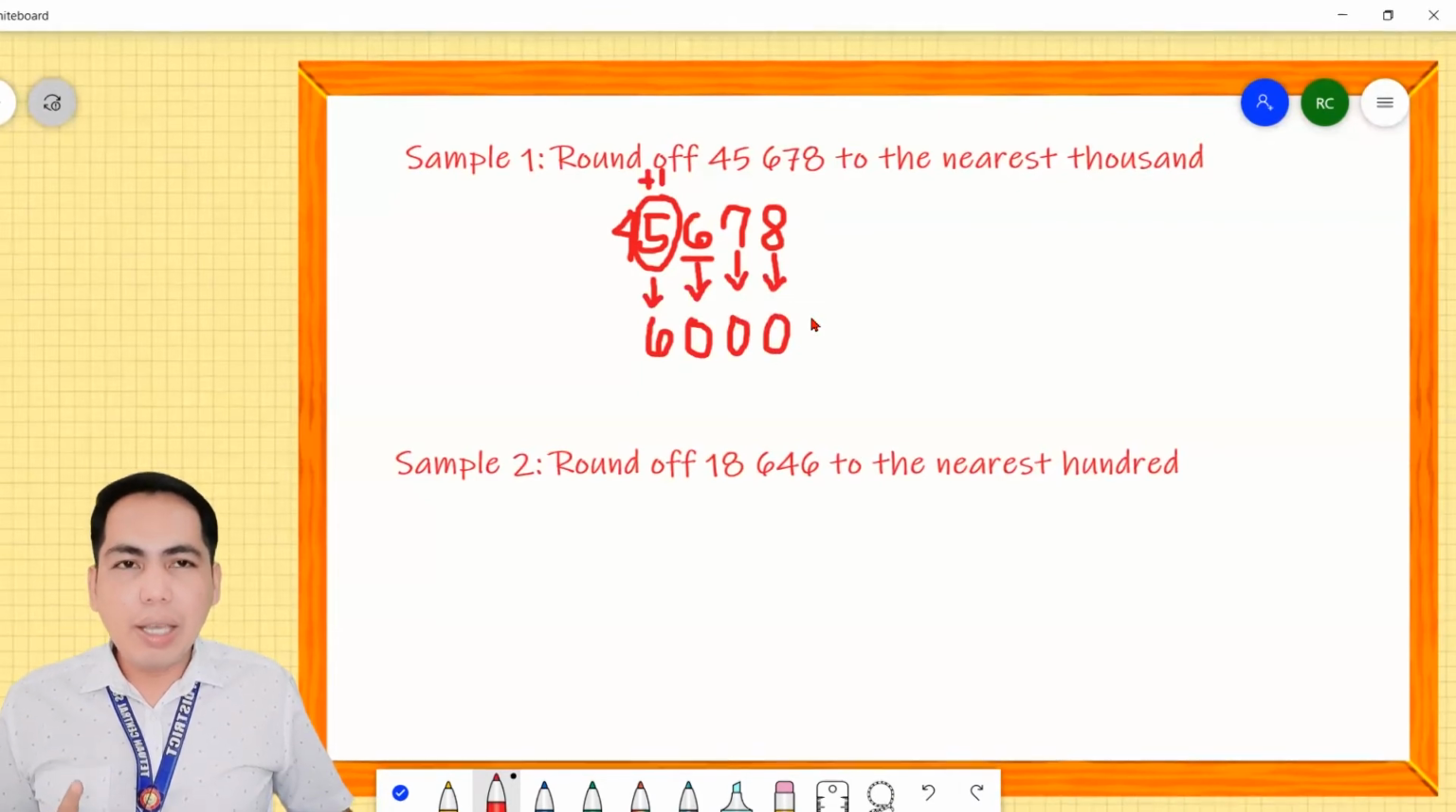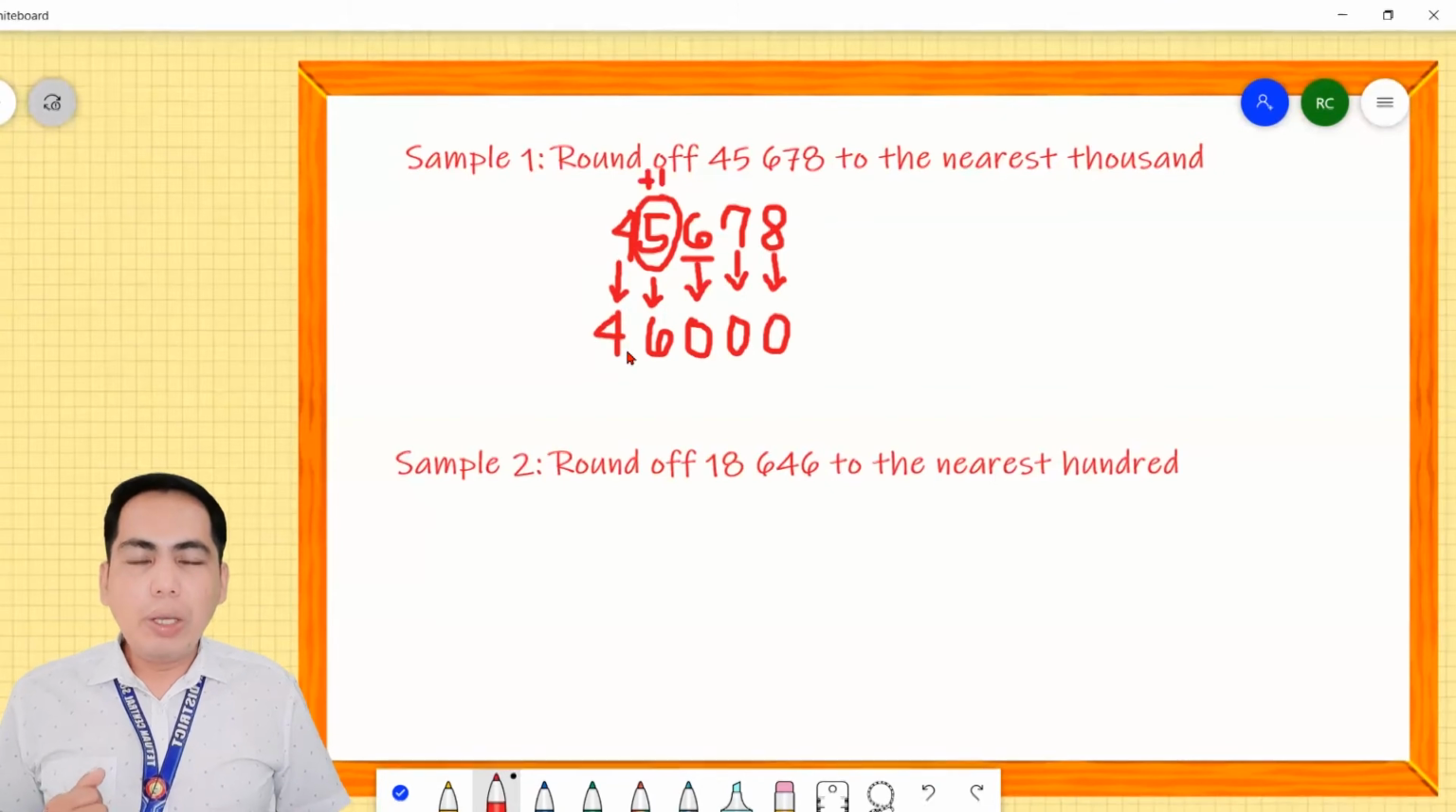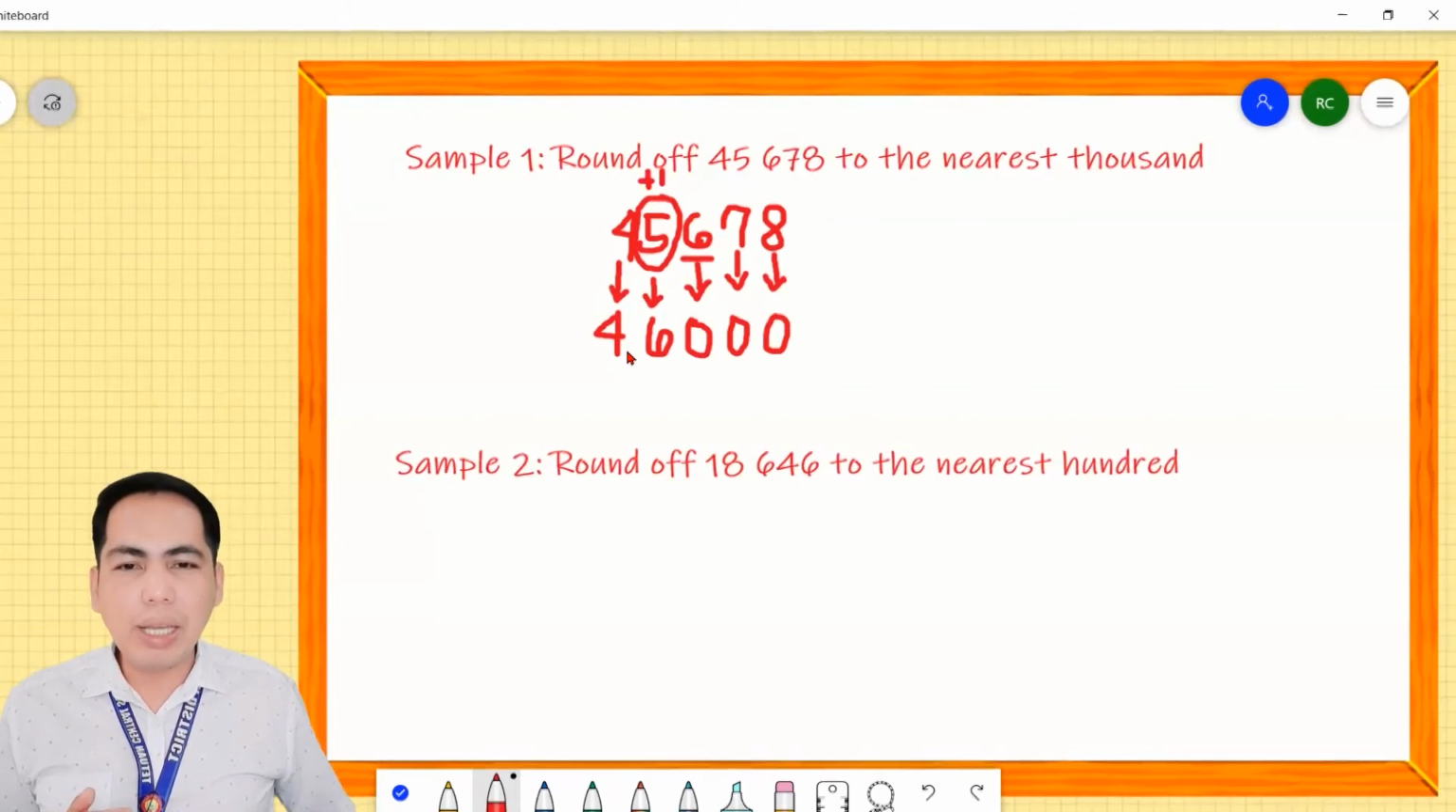Now, the digit before the digit that we are rounding off, we just have to bring it down. So, when we round off 45,678 to the nearest thousand, it will give us 46,000.